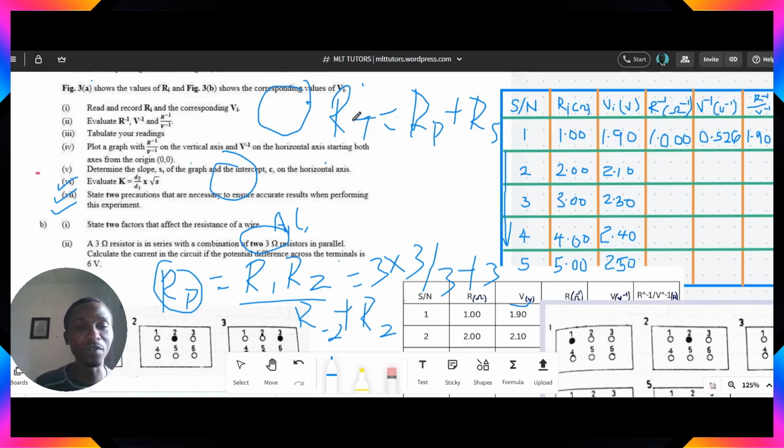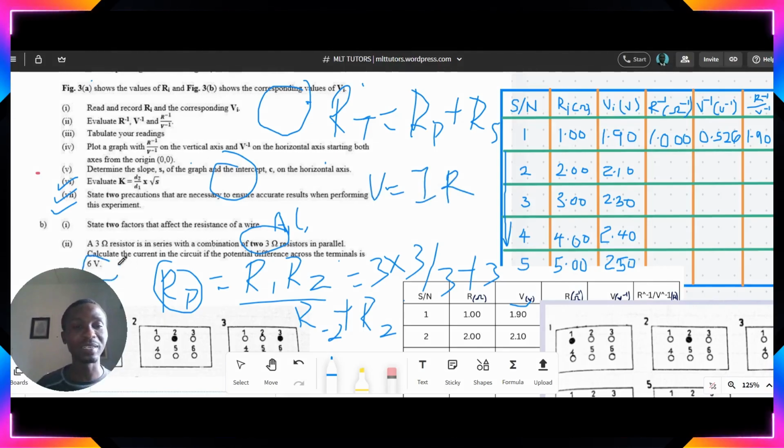Then use your formula that V is equals to IR. Ohm's law says V is equals to IR. And you already have the potential difference. Just make I the subject of the formula. All right, that will be all for the practical session for physics.